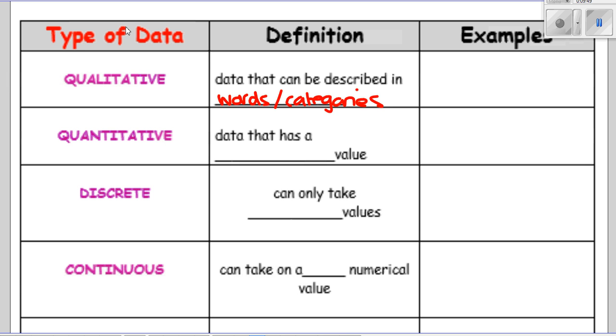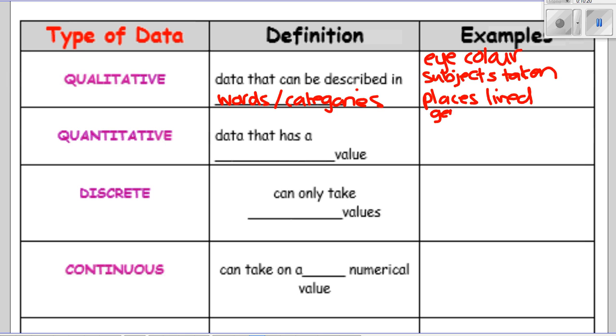What are some examples of categorical data? Colour. Any other ones? Subject. Subject taken. Lots of things. Places, leaves, anything. Gender. Yeah, gender. Something like grade level, like what year you're in.